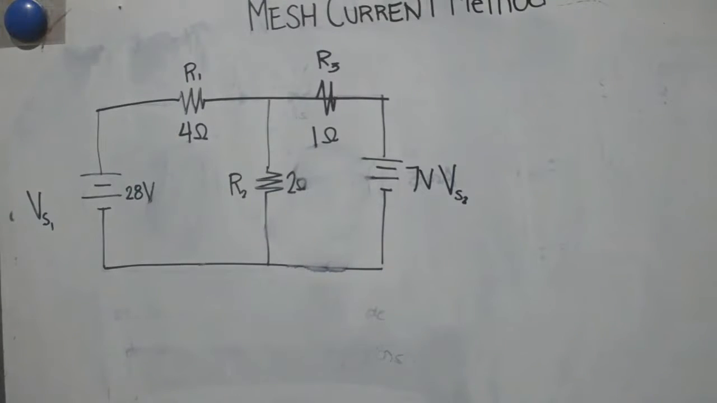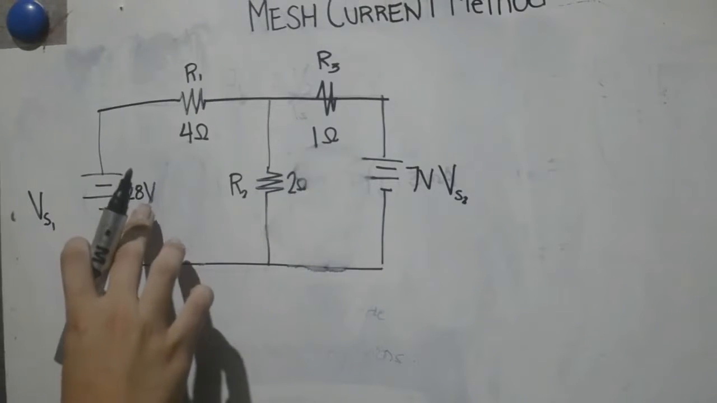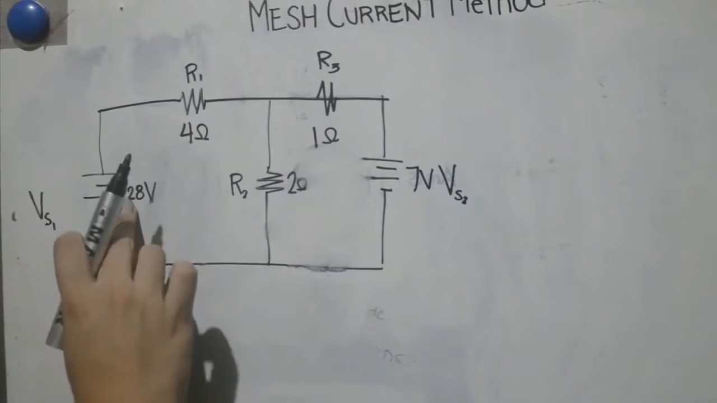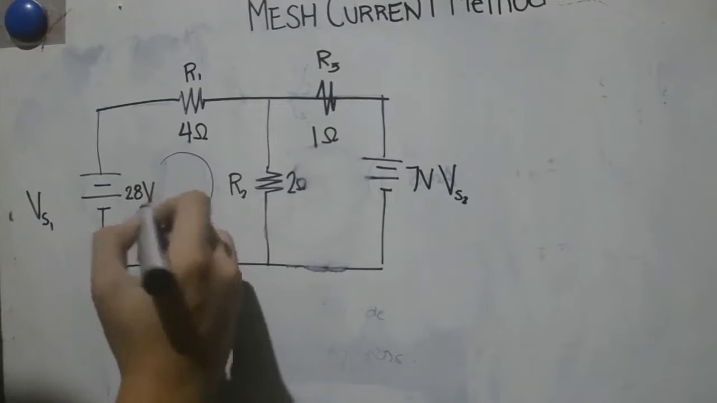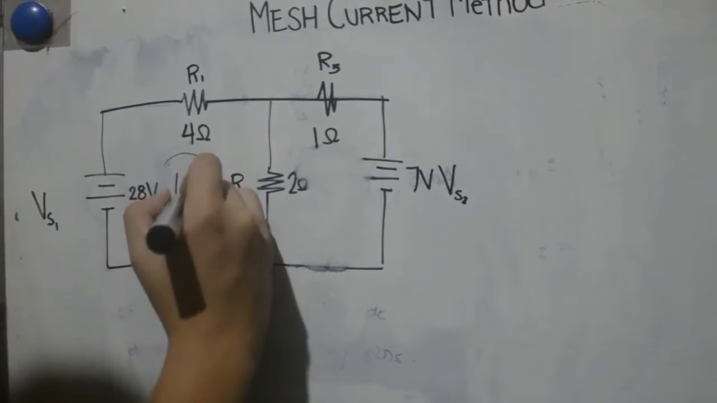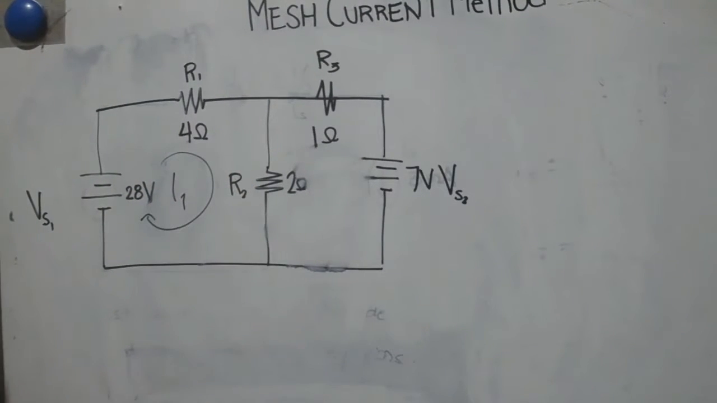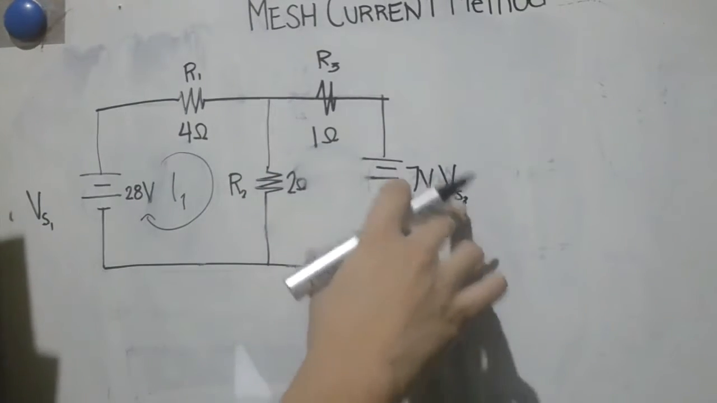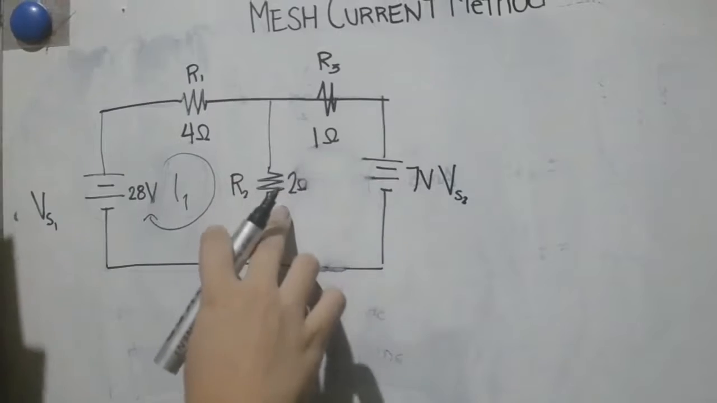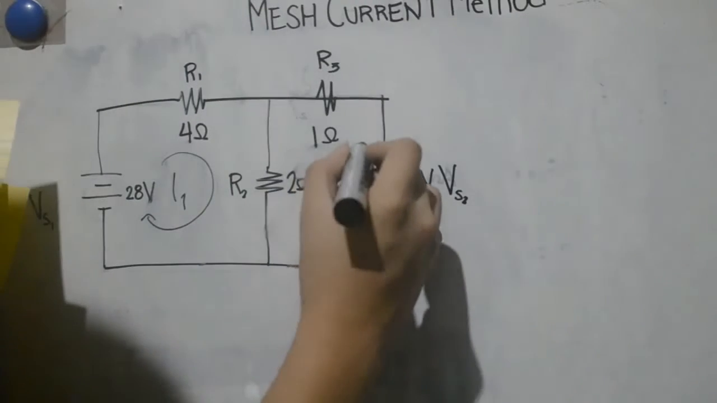The first step in the mesh current method is to identify loops within the circuit. In the circuit, the loop formed by Vs1, R1, and R2 will be the first loop, while the loop formed by Vs2, R3, and R2 will be the second.